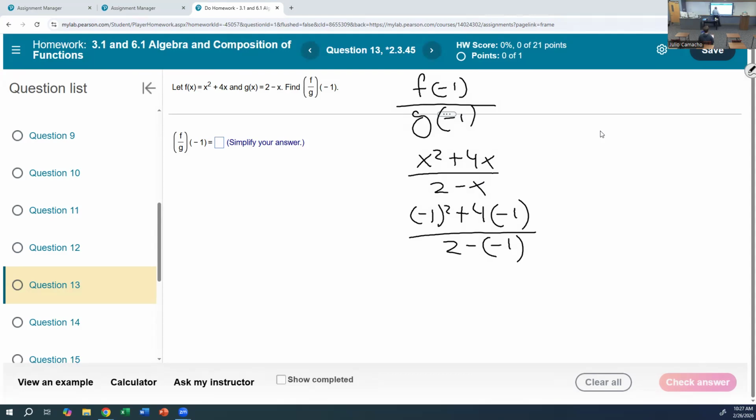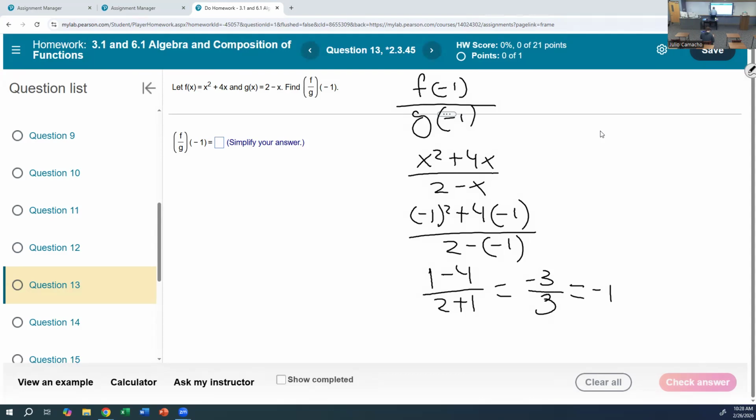Everything clear so far? Yes. So let's do the exponents and multiplication. Negative 1 squared will be positive 1. And then you have a positive 4 times negative 1, which is negative 4. Positive 1 minus 4 is negative 3 in the numerator. And in the denominator, you have 2 plus 1, which is 3. So you have negative 3 divided by 3, and the answer will be negative 1. Excellent.